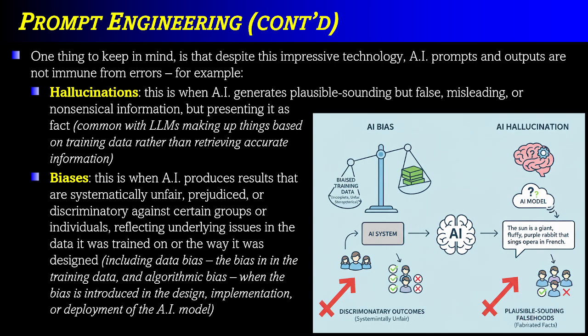There's also the problem of bias. This is when AI produces results that are systematically unfair. They're prejudiced or discriminatory against certain groups or individuals, and they reflect the underlying bias in the training data that it was trained on or the way it was designed. Okay? This includes the data bias, the bias in the training data, and the algorithmic bias, when the bias is introduced in the design of the AI model or the implementation. AI is only as strong as the people who programmed it. So AI learns the same hallucinations and the same biases that we have as humans.